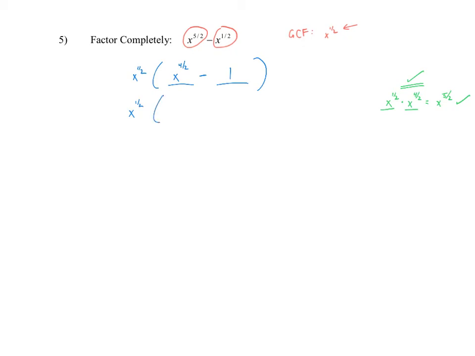Okay, simplify a little further. X to the 4/2 is the same thing as x squared, so we have x squared minus 1. That means we have the square root of x times x squared minus 1. Now it does say to factor completely here, so we can go a little bit further. Root x times x plus 1 times x minus 1.